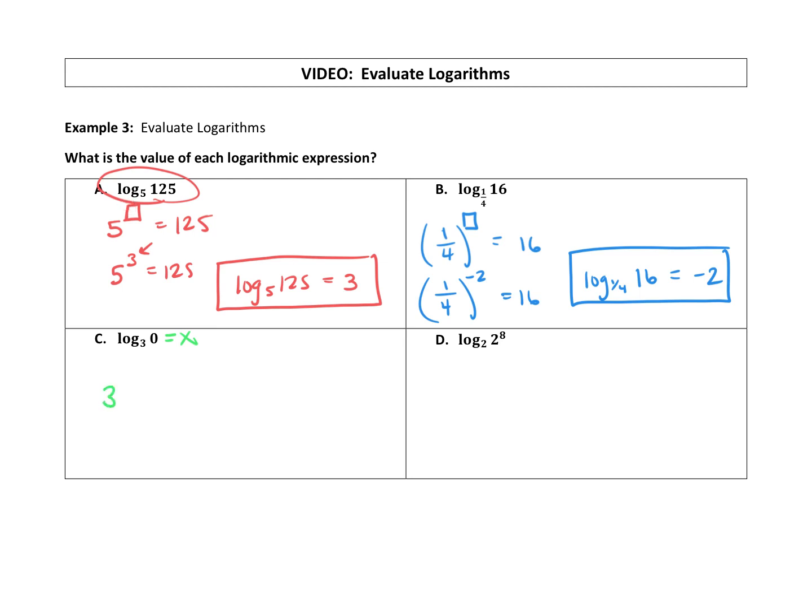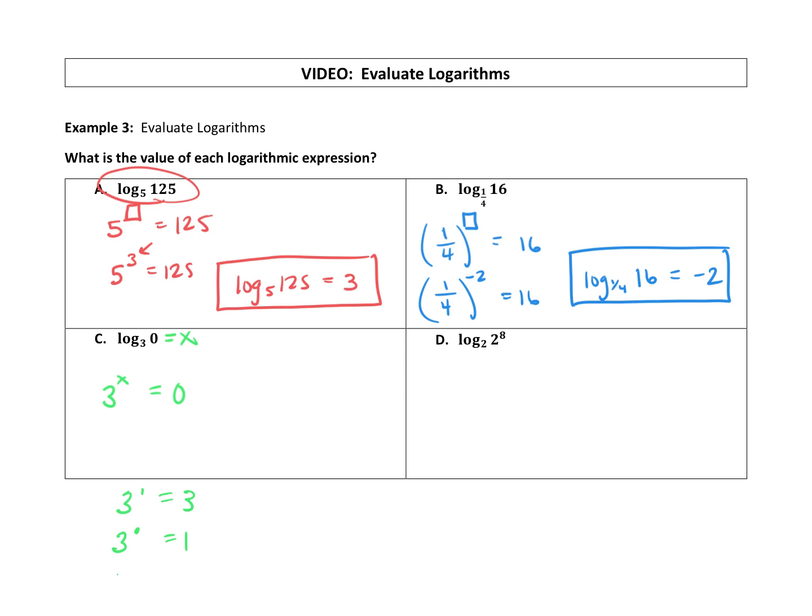3 raised to the power of x equals 0. So I just took log form, I put it into exponent form. 3 to the x power equals 0. And then we think about, all right, well, 3 to what power is equal to 0? 3 to the first is 3. 3 to the 0 power is 1. So if I just think through exponents that we know, 3 to the first is 3. 3 to the 0 power is 1.